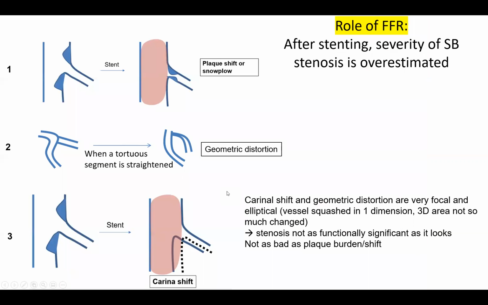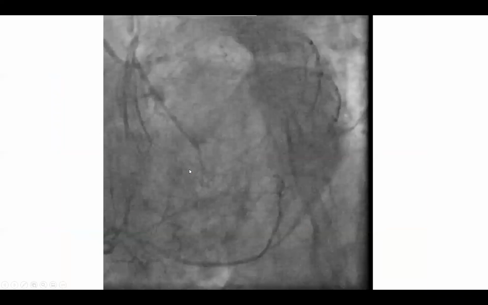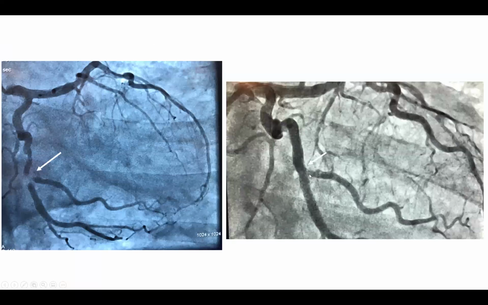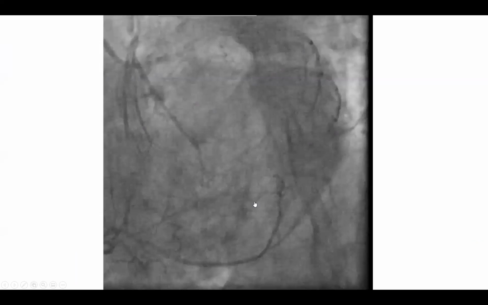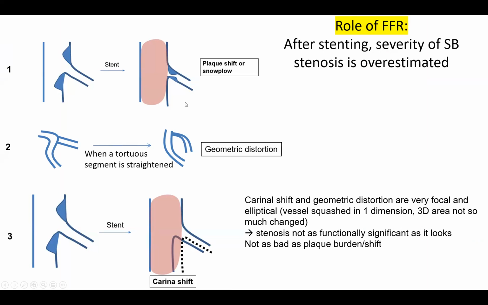So, role of FFR quickly here. As I explained, instead of choosing to balloon a side branch, if it is over 75% in a provisional strategy, you can choose to FFR it first. And this is based on the concept that I explained earlier, that a lot of the narrowing that occurs after stenting is geometric distortion and carina shift. You're pushing the lower main branch and distorting the geometry. It's not plaque shift, as I explained earlier, and therefore less functionally significant.